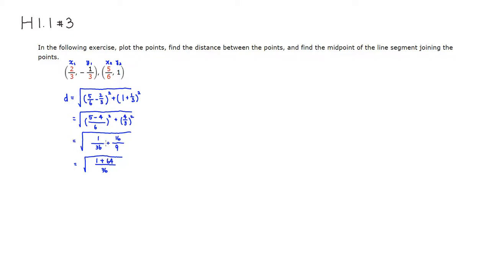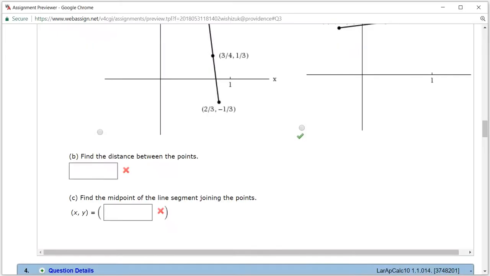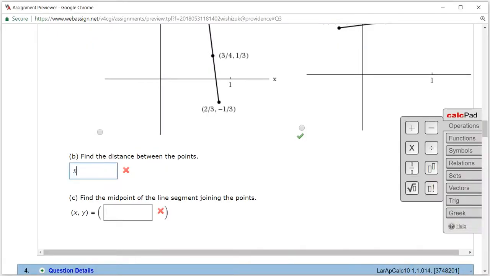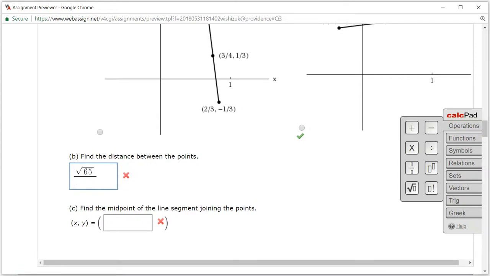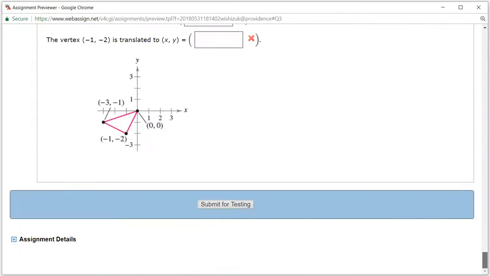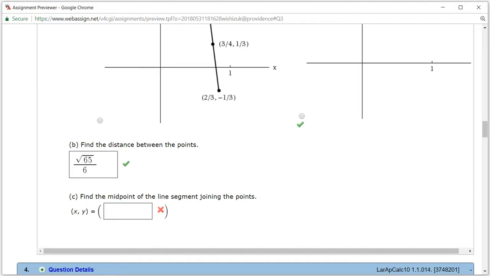So this is the square root of 65 over the square root of 36, which is 6. So we have the square root of 65 over 6. Let's type it in. We got the square root of 65 over 6. Let's submit for testing. It came back and looks like we got the distance correctly.